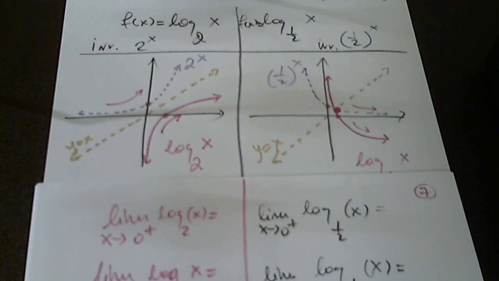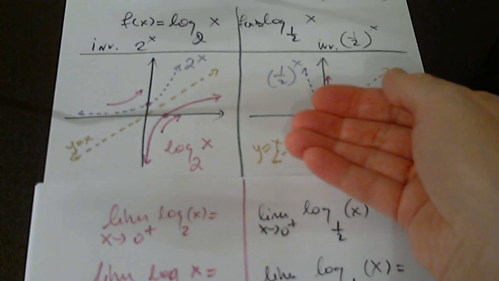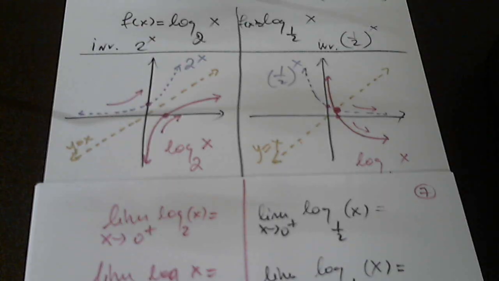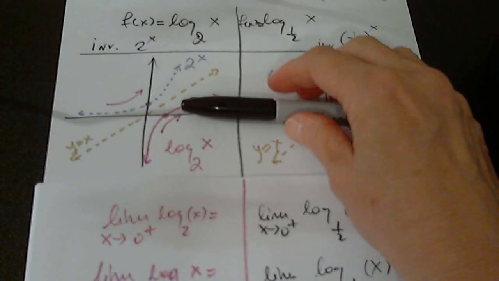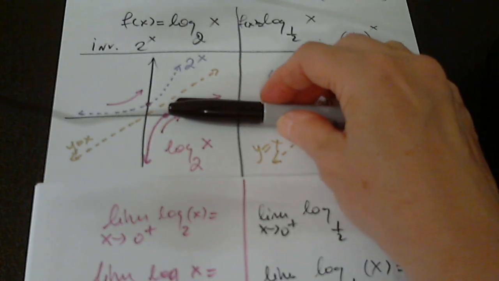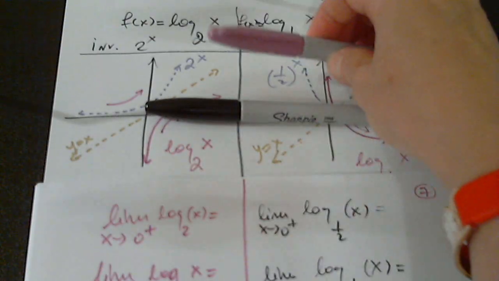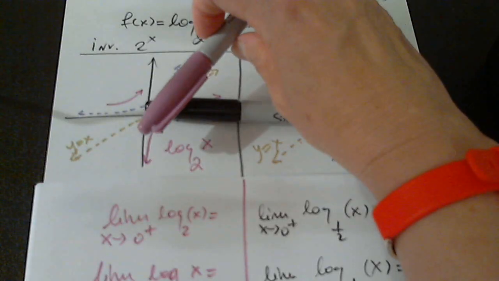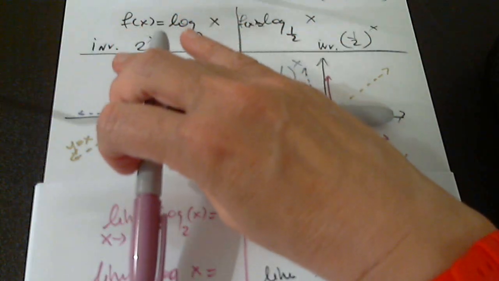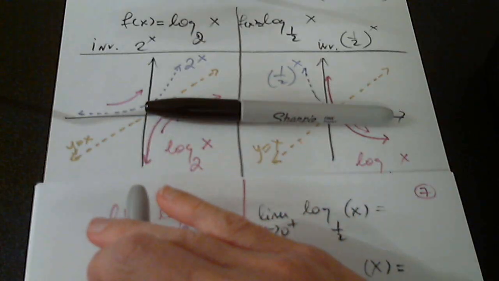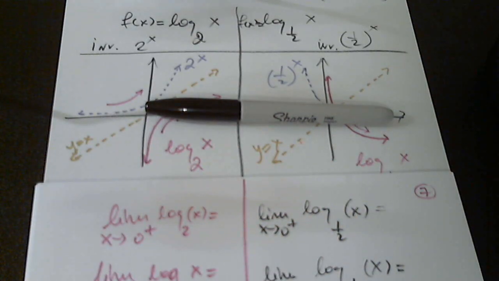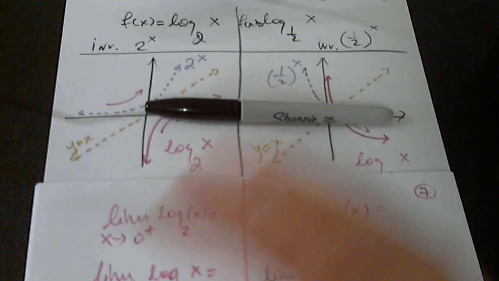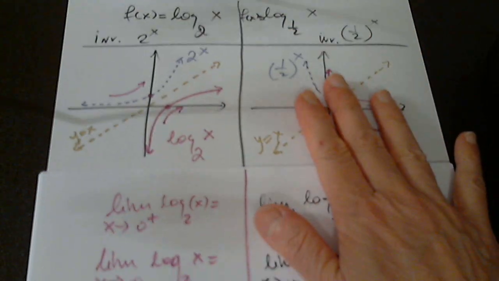For the first one, can anyone give us the limit as x approaches 0 from the right of log base 2 of x? 0. Let's look at this carefully. As x approaches 0 from the right, the function values get closer and closer. We read from the y-axis because we are talking about the tendency. What will that be? Negative infinity. Perfect.